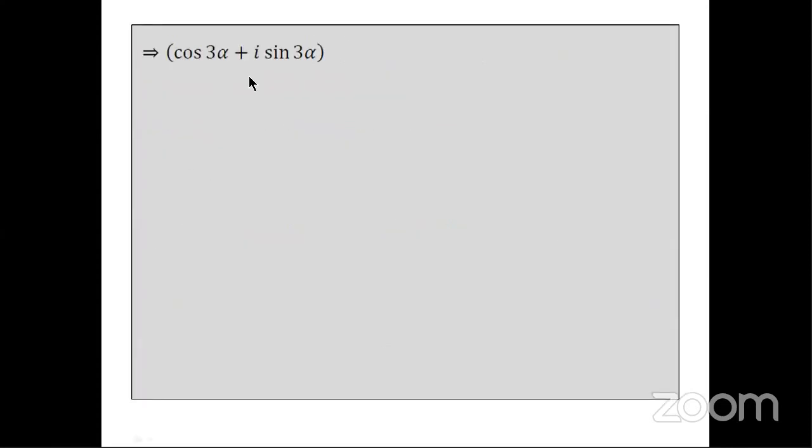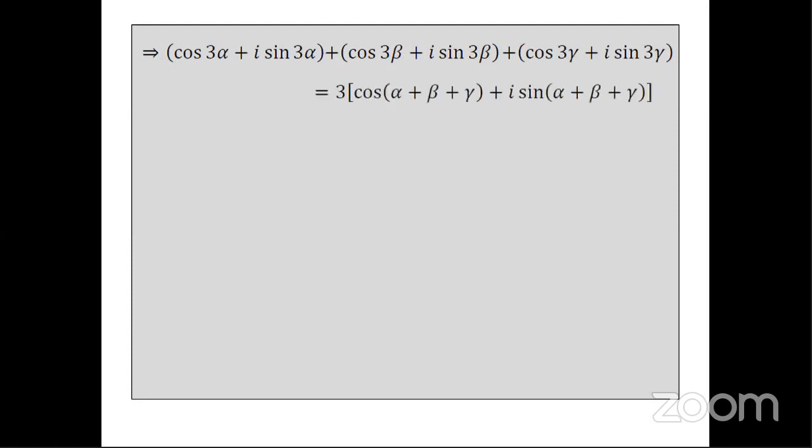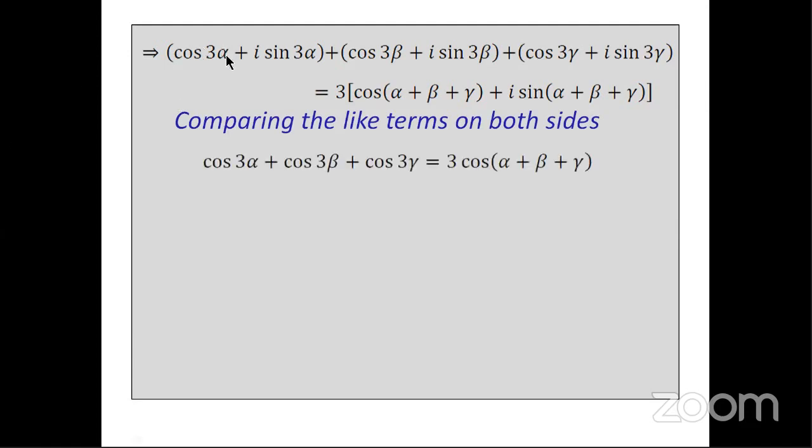We will have it as cos 3 alpha plus i sin 3 alpha plus cos 3 beta plus i sin 3 beta plus cos 3 gamma plus i sin 3 gamma, which is equal to 3 into cos of (alpha plus beta plus gamma) plus i sin of (alpha plus beta plus gamma). Now you will try to compare the like terms, that means real terms with real and imaginary with imaginary. Then you will have cos 3 alpha plus cos 3 beta plus cos 3 gamma is equal to 3 cos of (alpha plus beta plus gamma).